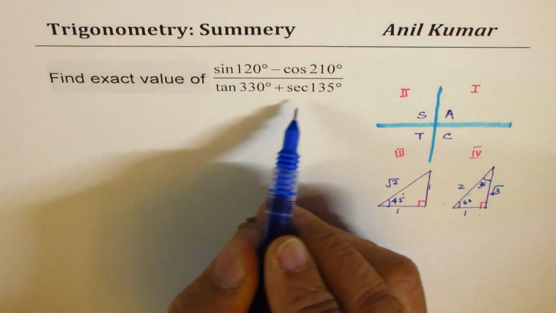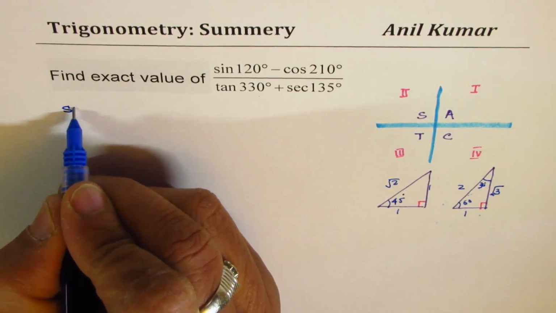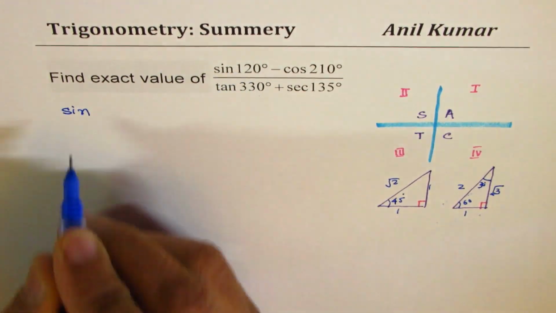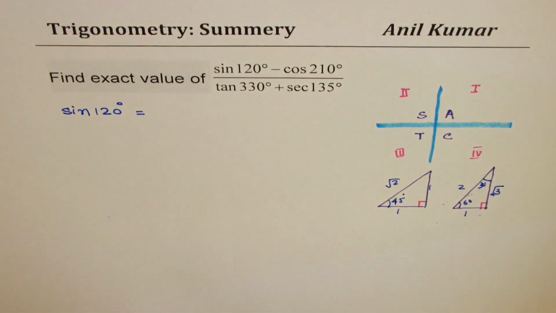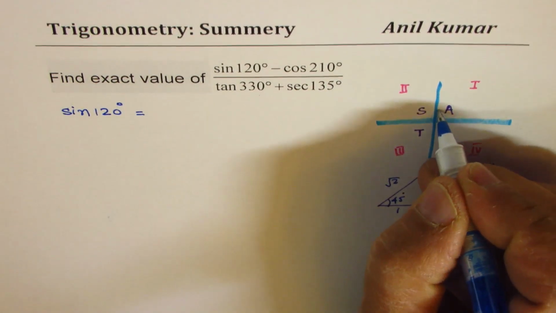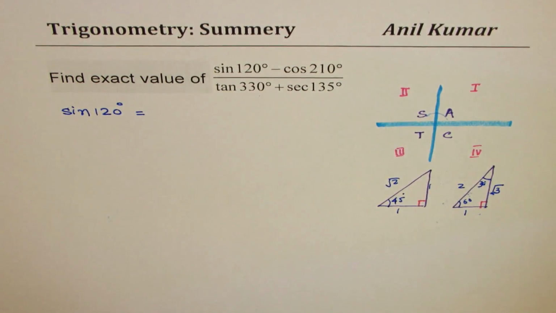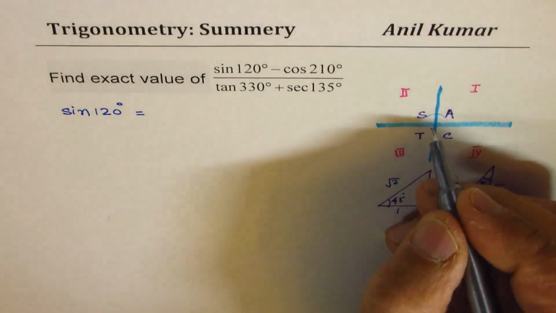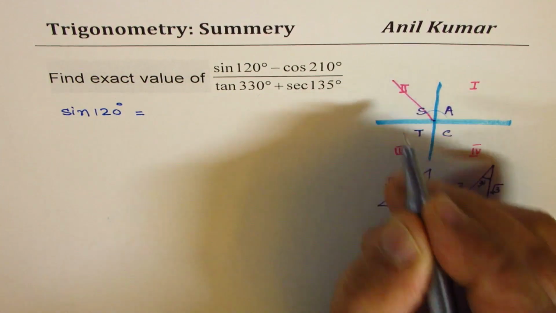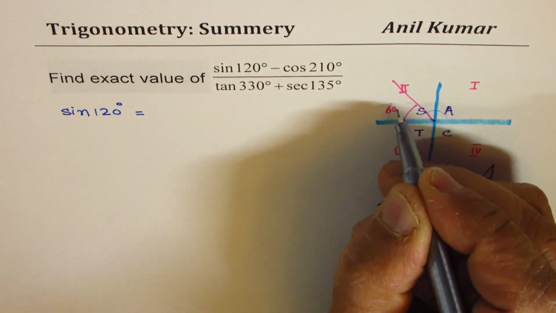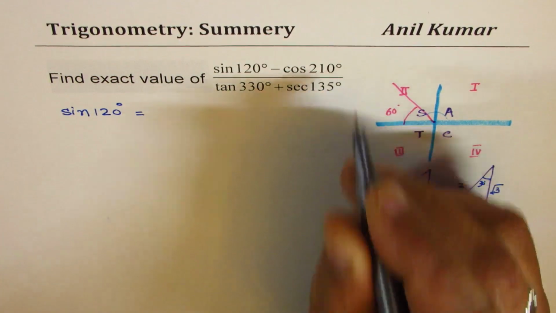Now before getting further, I would like you to work on individual trigonometric ratios. We say sine of 120 degrees. It really means what? Sine of 120 degrees means that you are somewhere in quadrant 2, correct? Let me take some different ink. And if it is 120 degrees, that means somewhere like this, where this angle is 60 degrees, and that is 120 degrees.